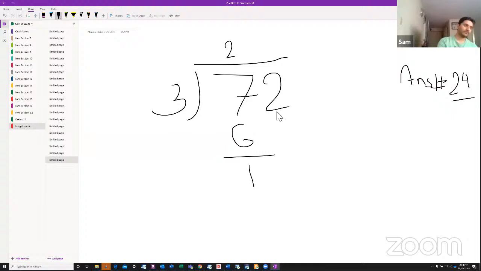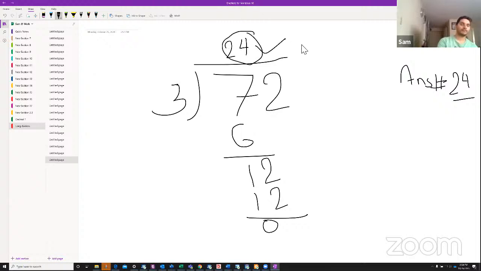So you could drop down these 2 down. So 12. For the 12, if you divide 12 by 3, it'll be 4. It's going to be 12 and it's 0 right here. So 24 is the right answer. Okay, that's right.